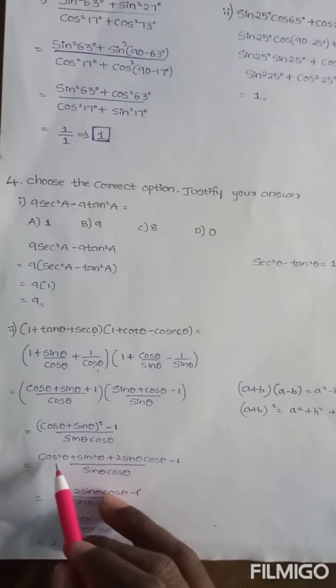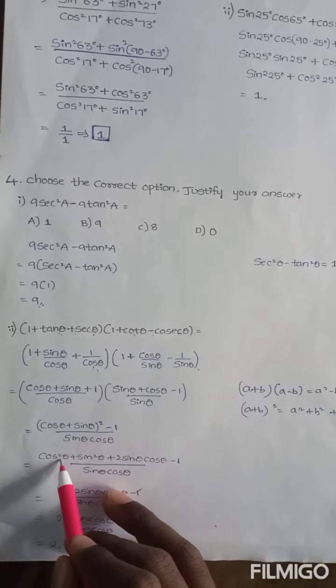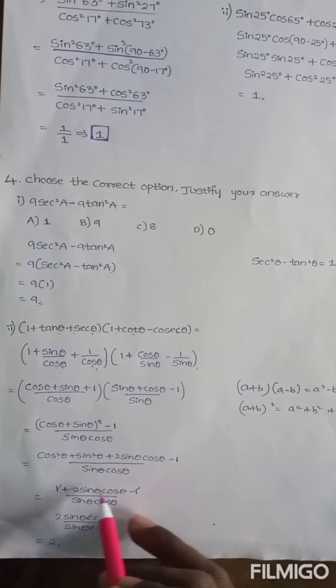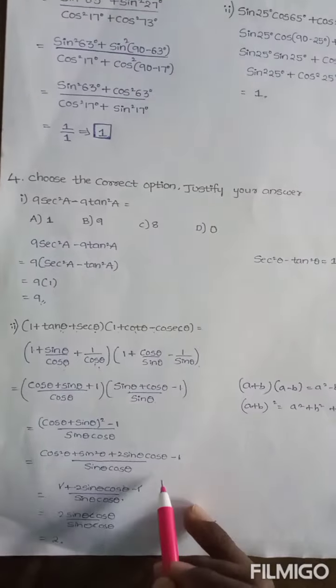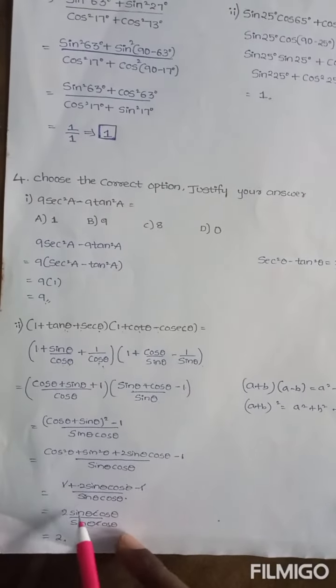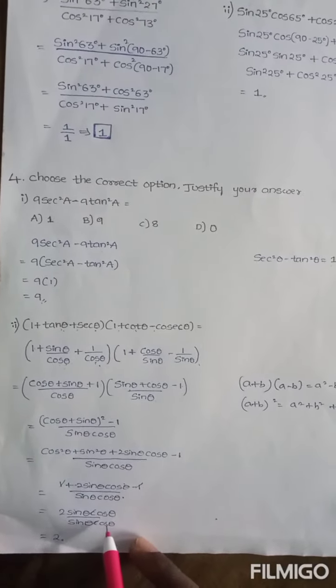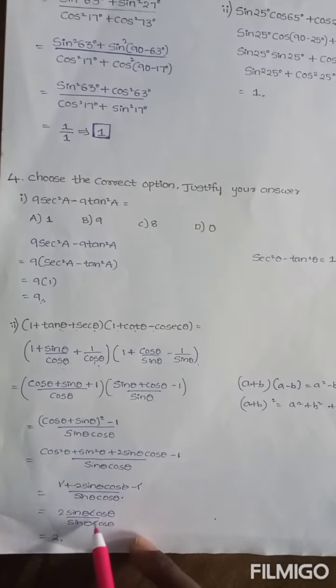We know that sin square theta plus cos square theta is equal to 1, that is 1 plus 2 sin theta cos theta minus 1 by sin theta into cos theta. Here 1 minus 1 get cancelled, that is equal to 2 sin theta cos theta by sin theta cos theta. Here sin theta cos theta get cancelled, that is equal to 2.